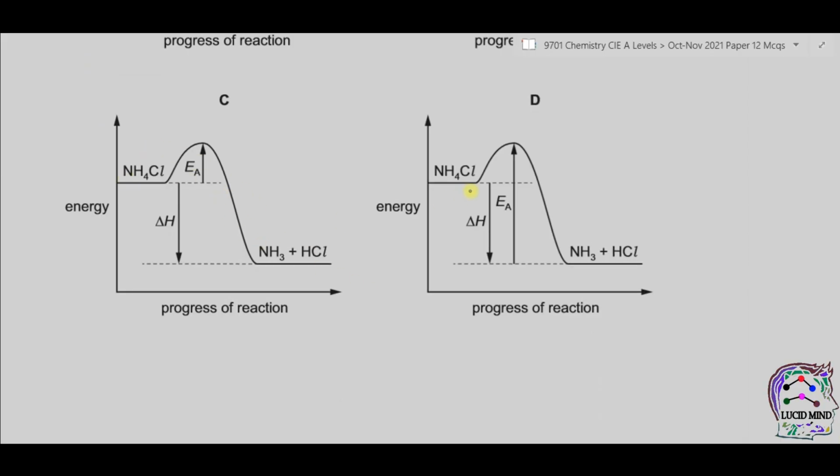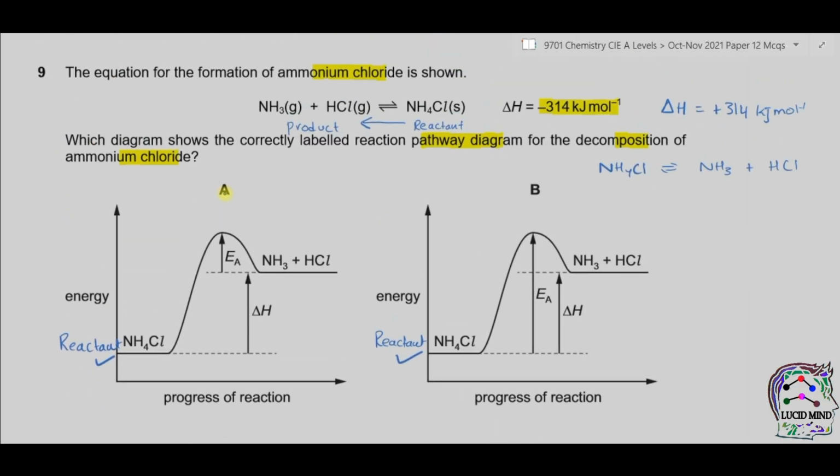In parts C and D, we can see that the energy of the reactant is higher, which is wrong. The second thing we have to find out is whether the EA is correct or not. EA is the activation energy, which is the energy required by the reactants to convert into the transition state. So the arrow should start over here and go till this place. This one is correct and this one is wrong.